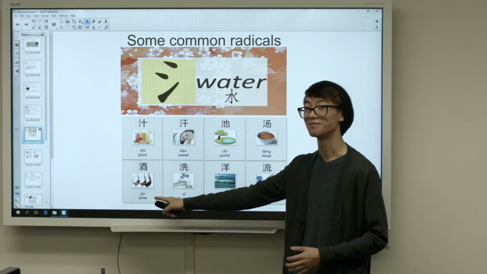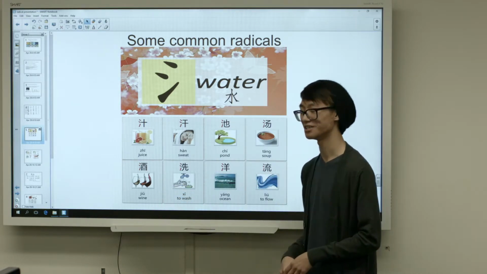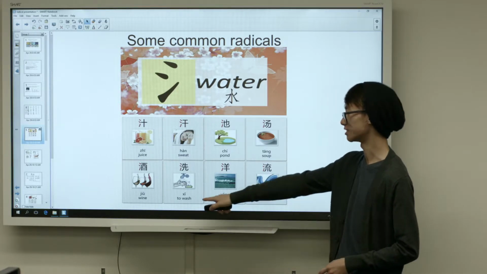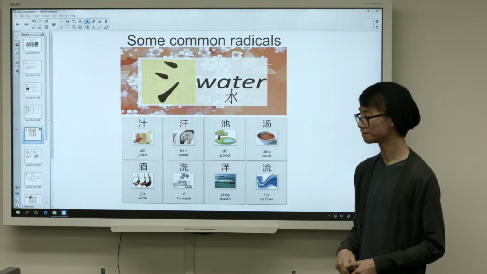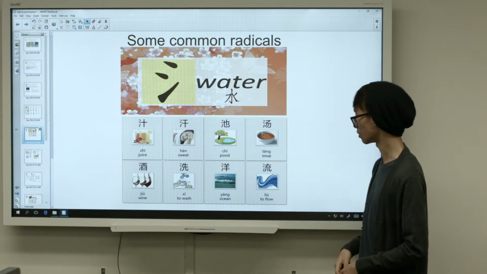Look at this character and memorize it because you'll see it a lot in your Chinese classes. 洗, to wash. 洋, which is ocean. 流, which is to flow.